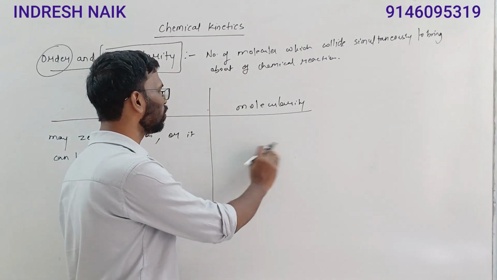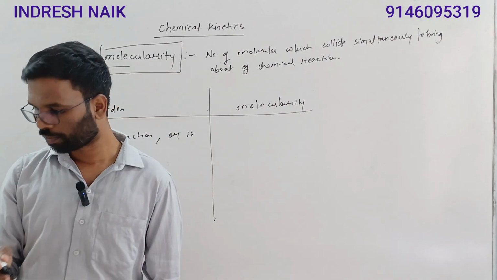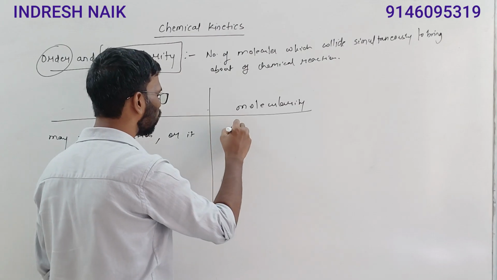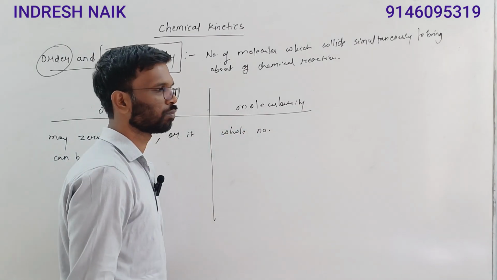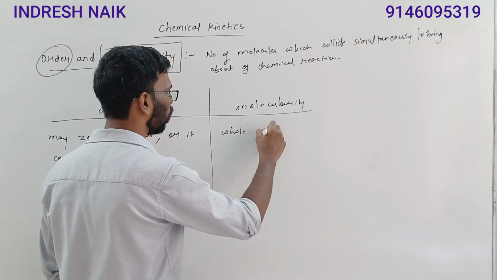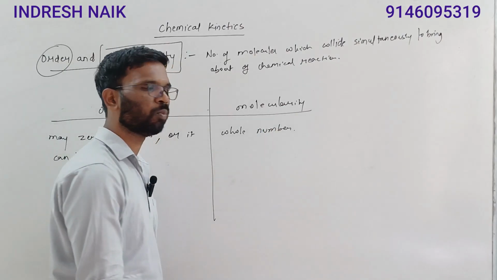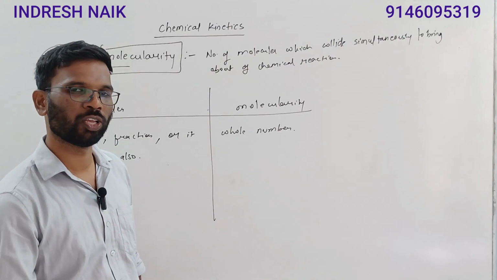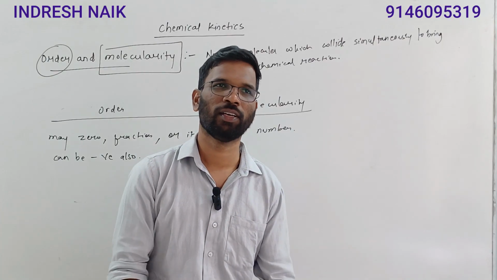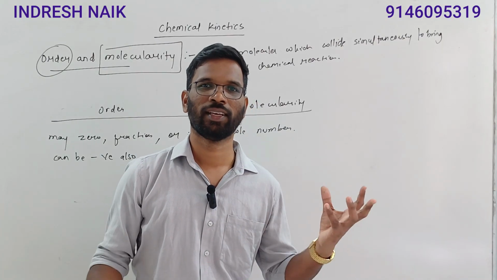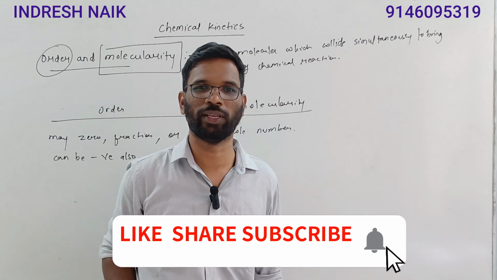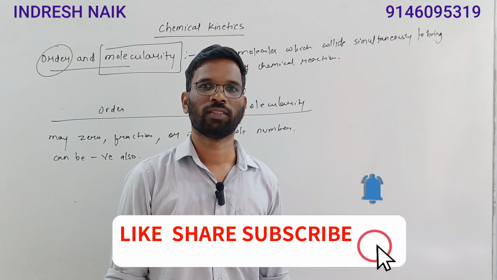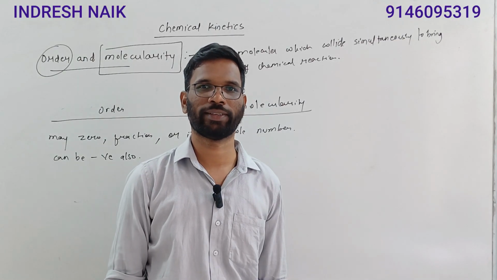But molecularity is always a whole number. 1, 2, 3. That is what molecularity is. We cannot say that half of a molecule is coming and colliding, or 1.25 molecules colliding. No, it is either full or no collision. One molecule is coming and colliding with another one, right? It is a full molecule, a half molecule cannot collide.